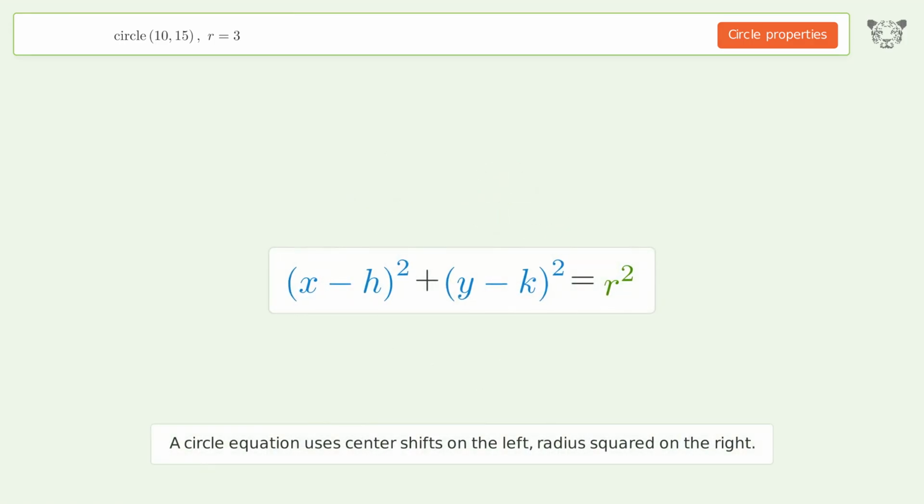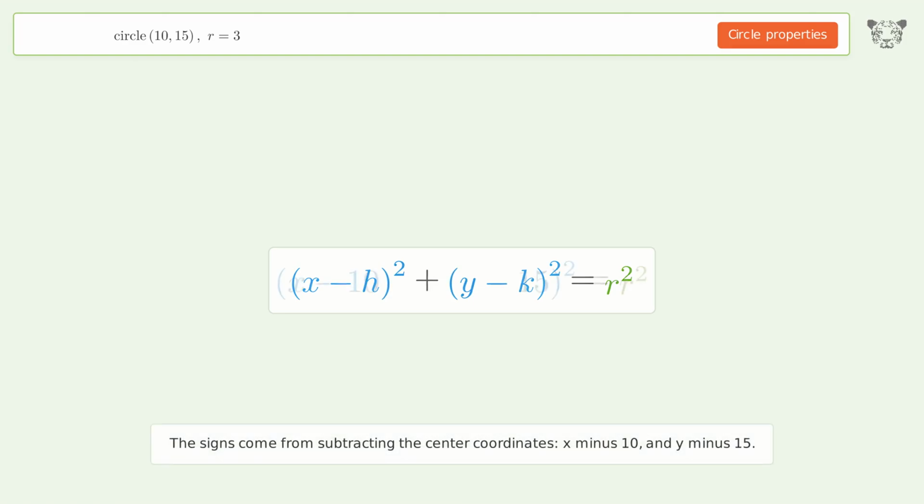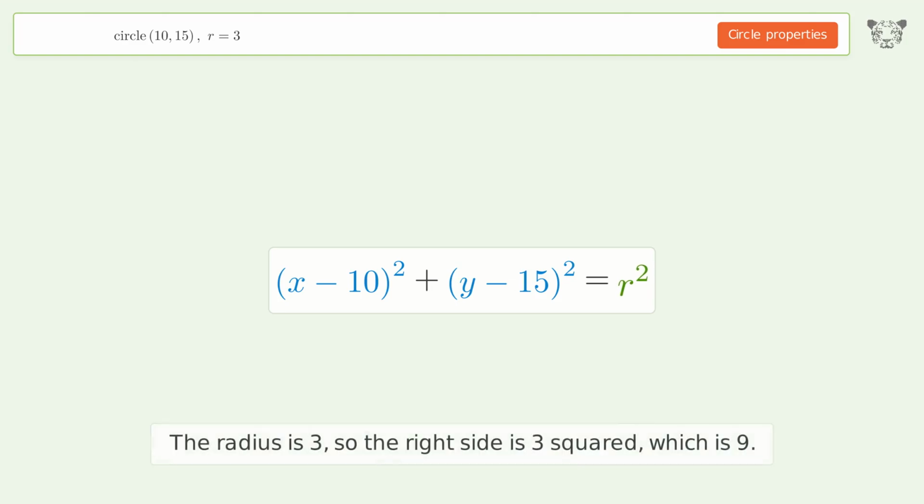A circle equation uses center shifts on the left, radius squared on the right. The signs come from subtracting the center coordinates, x minus 10, and y minus 15. The radius is 3, so the right side is 3 squared, which is 9.